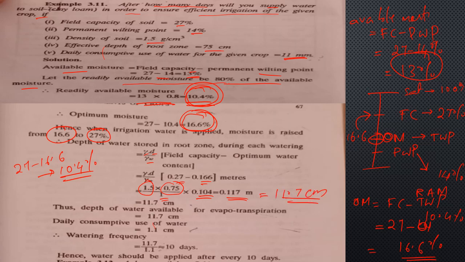Now depth of water available for evapotranspiration due to irrigation is 11.7 centimeter, and daily consumptive use of water is equal to 1.1. That is the daily usage of water. In one day, 1.1 centimeter of depletion takes place. Therefore, watering frequency, that is depth available due to irrigation is 11.7 and 1.1 will be depleted per day. Therefore, watering frequency is equal to 11.7, that is the total depth available, by usage per day. That's approximately equal to 10 days. So water should be applied after every 10 days. So 10 is the frequency of irrigation.